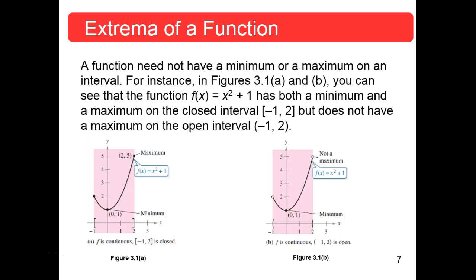Now, a function need not have a minimum or a maximum value on an interval. Well, that seems hard to believe. For example, in this illustration here, the interval is from -1 to 2. Now, if you included the endpoints, from here to there, that's going to be your maximum. Of course, your minimum is down here. But if you did not include the endpoints, so these were open circles like this, you still have that minimum here, but they do not have a maximum.